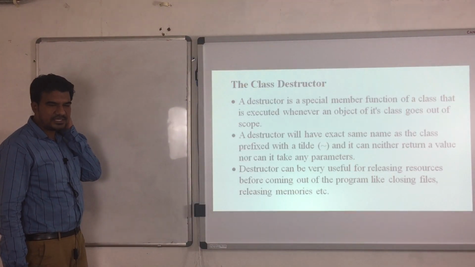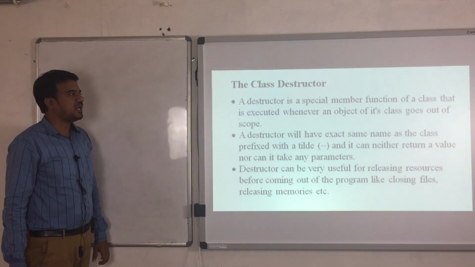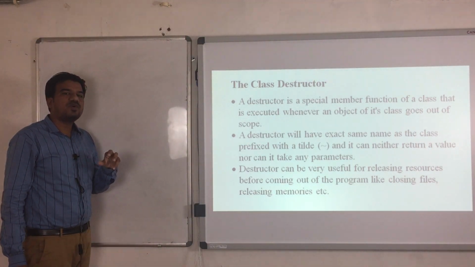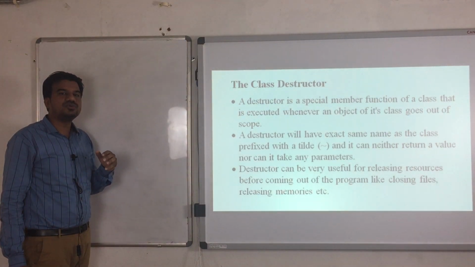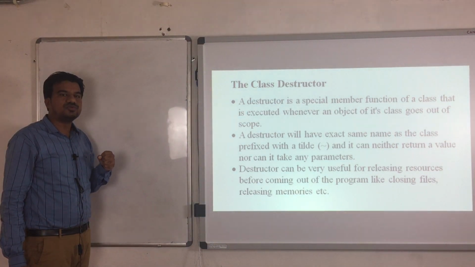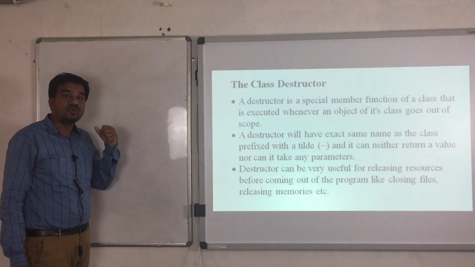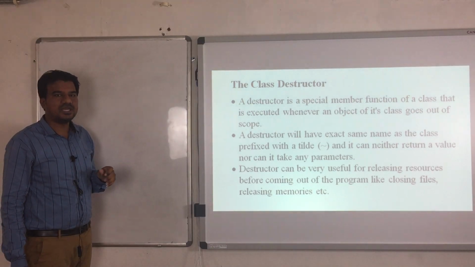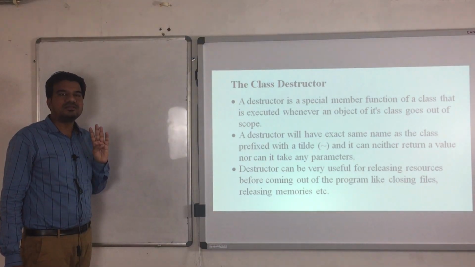a destructor is something we are using in order to deallocate the memory, isn't it? So whatever memory the constructor is allocating for the object, in order to destroy or deallocate that memory, or in order to release that memory, we are using these destructors. Okay, simple, you have to remember like this only.